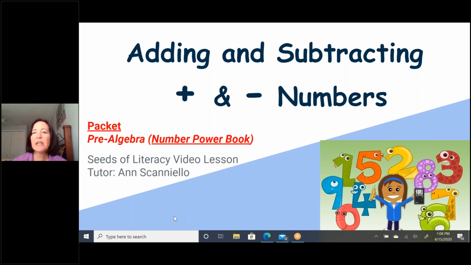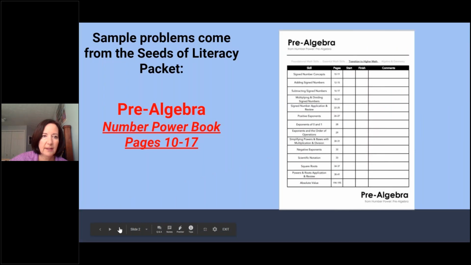Today's lesson is going to be on adding and subtracting positive and negative numbers. It kind of goes along with the packet called Pre-Algebra that comes from the Number Power book. The packet looks like this, and it covers the work on pages 10 through 17.